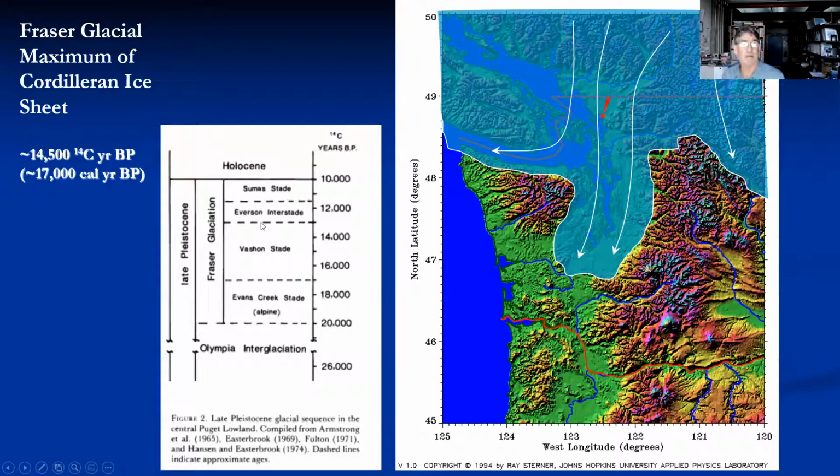The basic idea here is that during the last glacial maximum in Washington and much of the northern Cascades, there was a series of glacier advances and retreats in various locations. The overall time period is termed the Fraser glaciation. That's the time period from sometime before about 25,000 years ago.